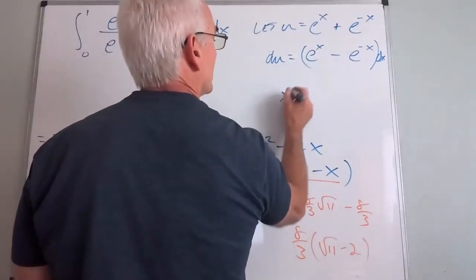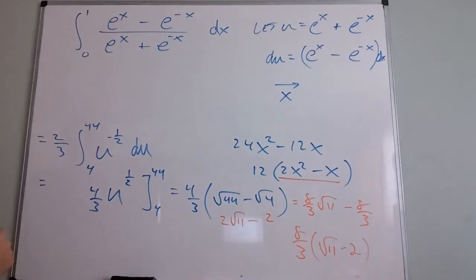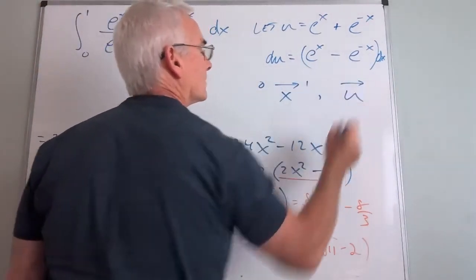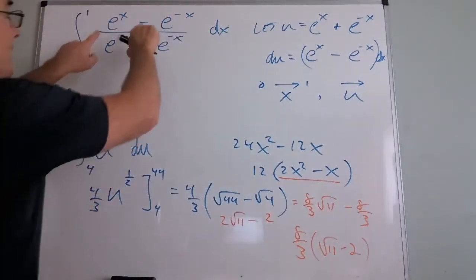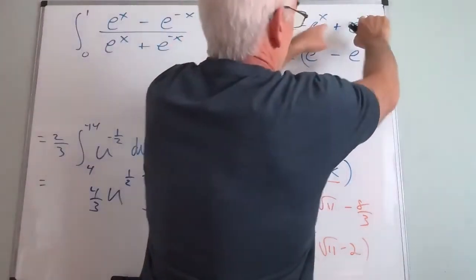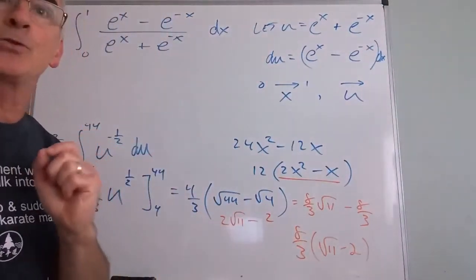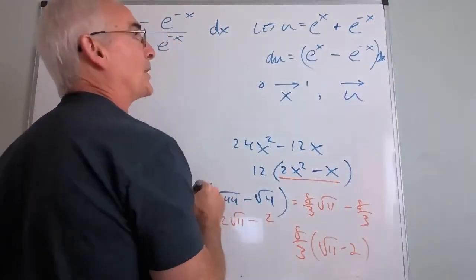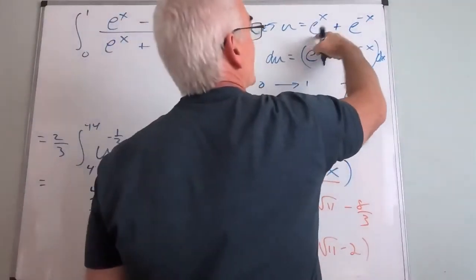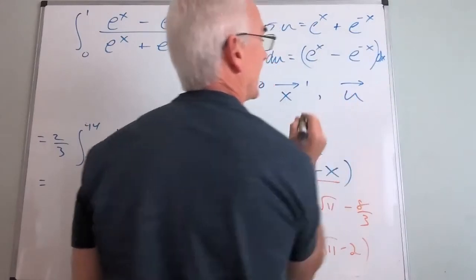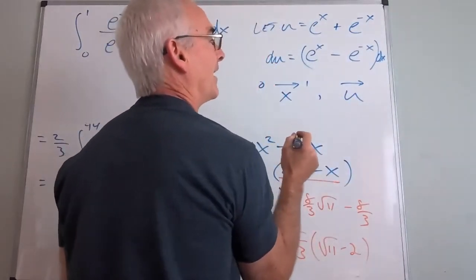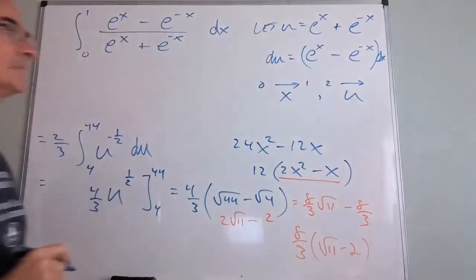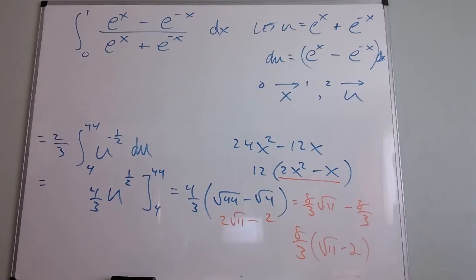Now, what about the limits? x is going to range from 0 to 1. Now go back, by the way, don't look at this. Look at very specifically, what did you call your u? You called your u e to the x plus e to the negative x. So if I replace x with 0, I have e to the 0 plus e to the 0. What is that? 2? Because e to the 0 plus e to the 0 is 2.